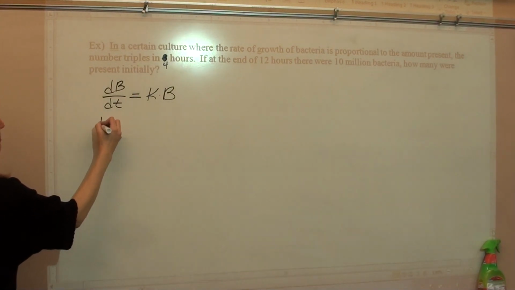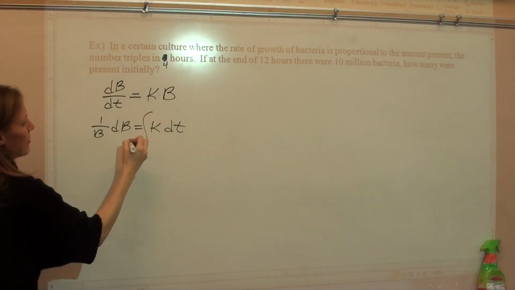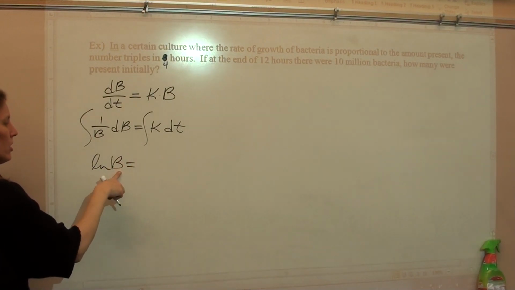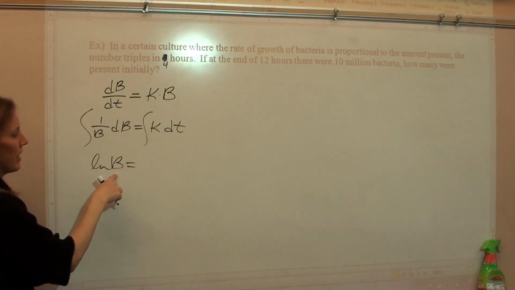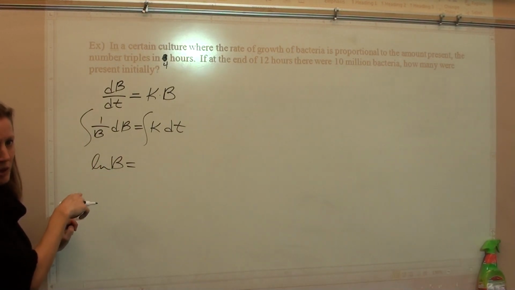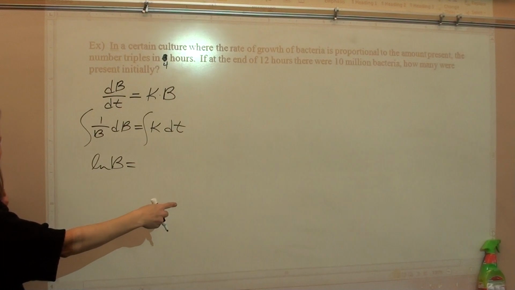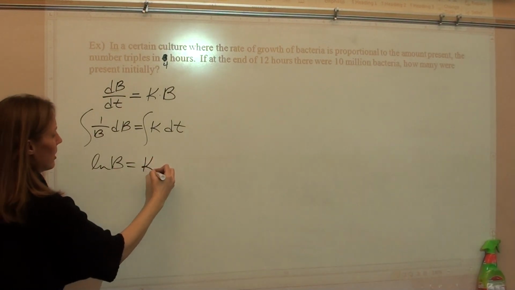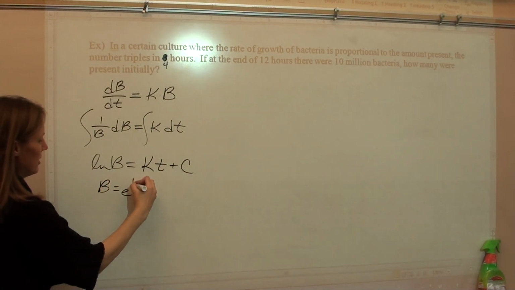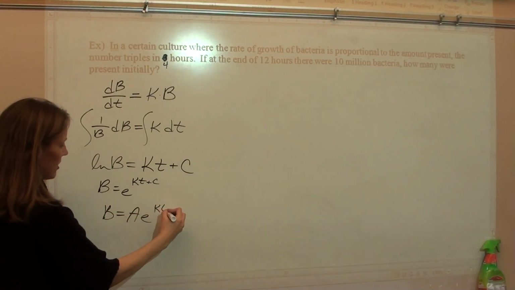Okay, so now we divide by B, and we multiply by dt, and we integrate. And we get ln B. Be careful, because in this context you can't have negative bacteria, but there will be problems you will encounter where you will need the absolute value. But remember, you can always just drop it and move it as a plus or minus to the other side and just change your constant. So anyway, kt plus c. So we have B equals e to the kt plus c. B equals Ae to the kt.